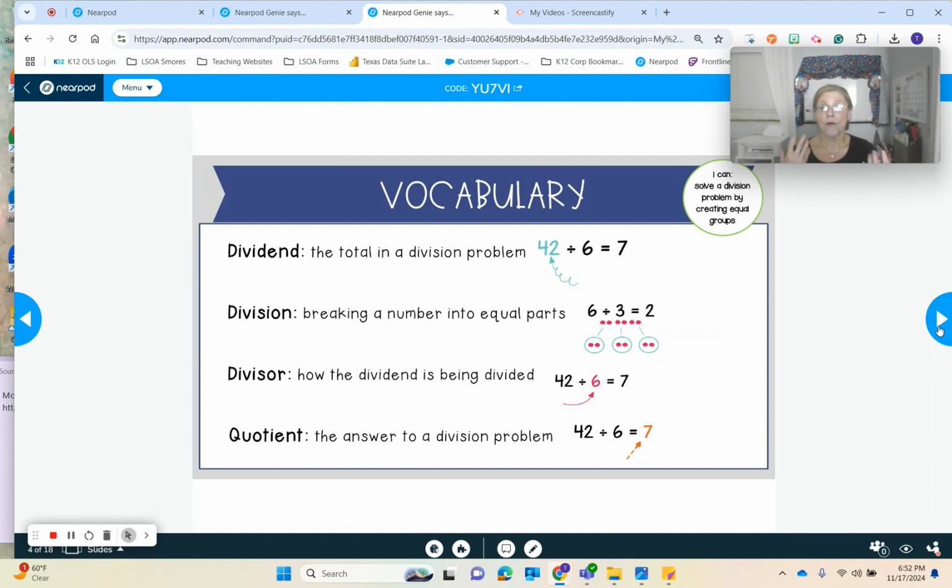Anytime we're talking about division, just know that division is the opposite of multiplication. So if we're multiplying 6 times 7, that equals 42.